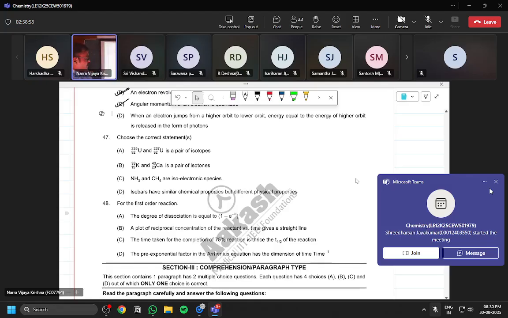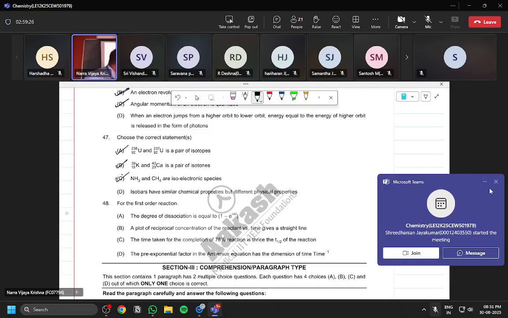Choose the correct statements. Uranium 92-235 and 92-237 are isotopes: same atomic number, different mass number. Correct? Isotopes only. Yes, correct or not? Next, isotones: the difference should be same, 20-20, number of neutrons are same. Ammonia and methane are isoelectronic. Yes, 7 plus 3, 10; 6 plus 4, 10.